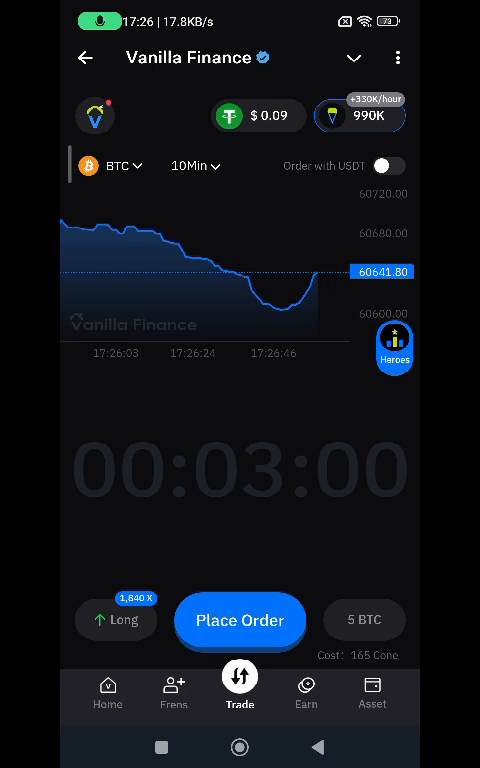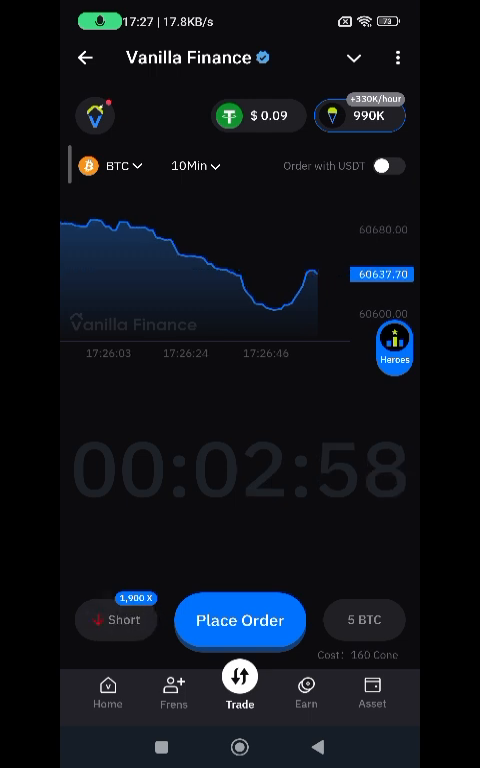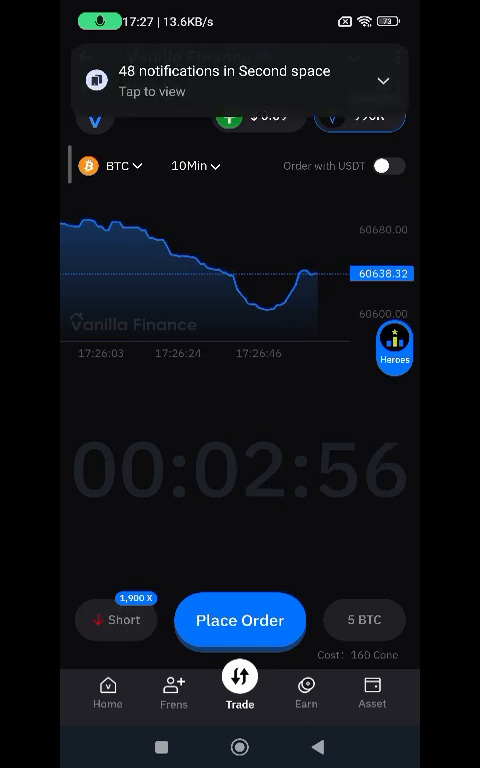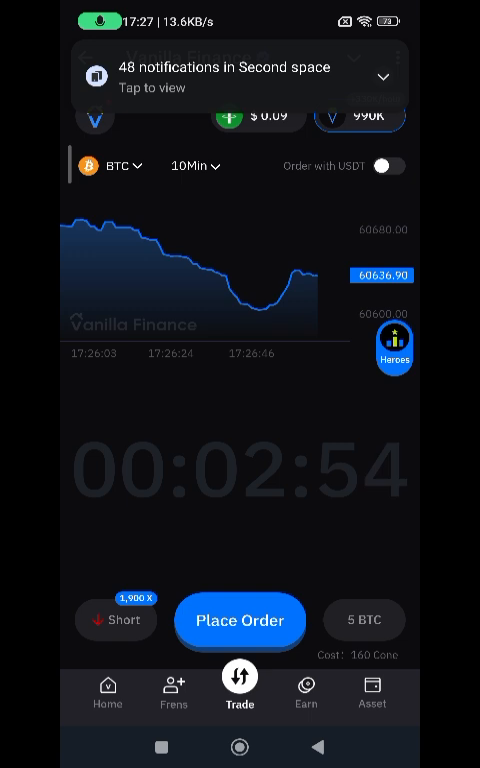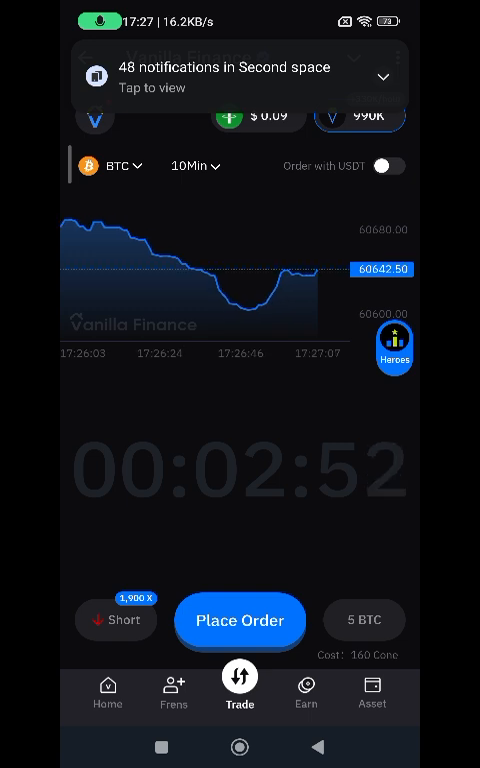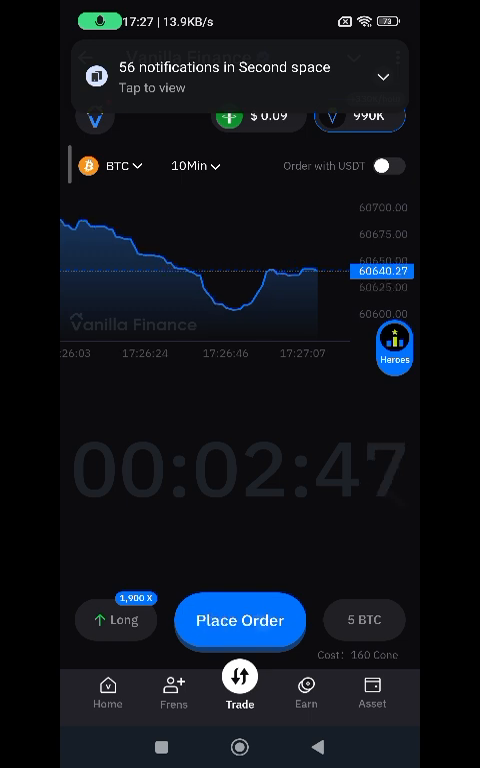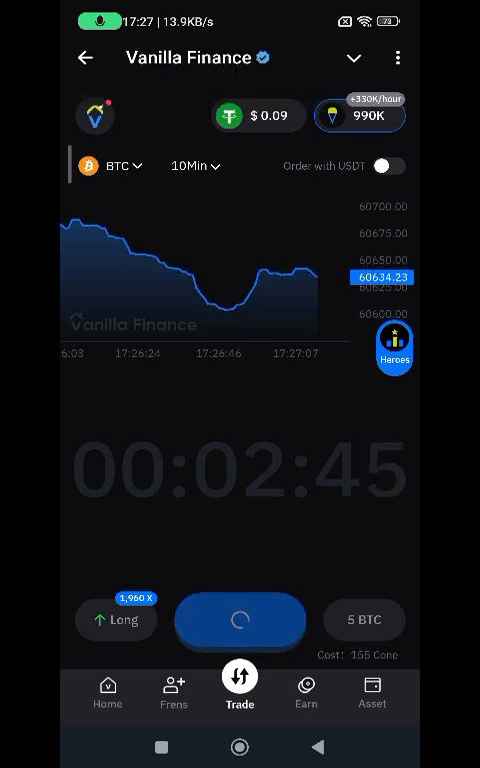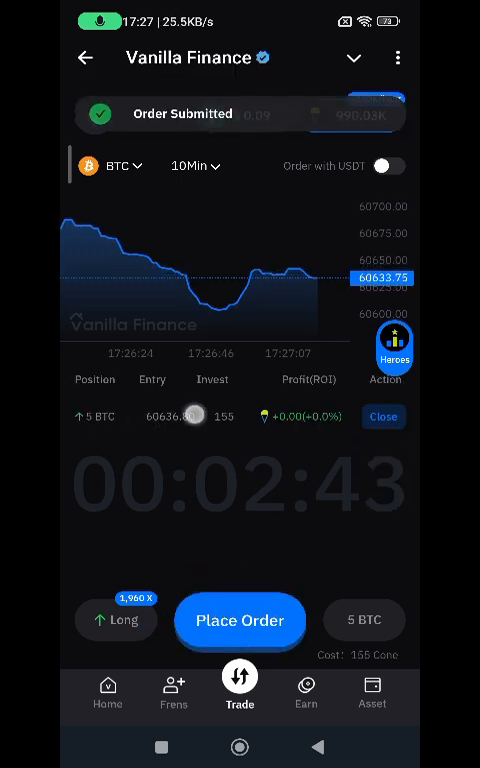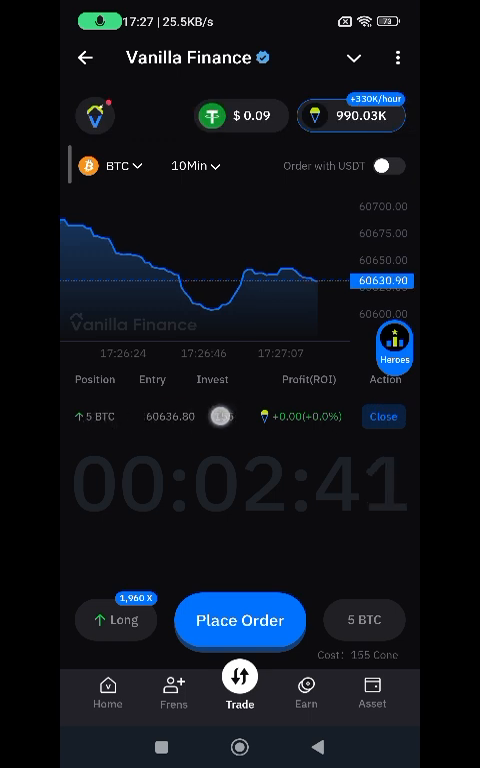All right. That being said, right here, you can choose the direction you want the trade to go. If you feel BTC is actually going up, you can click on up, and right here, all you have to do is click on place order. So as soon as you place order, you will get to see your entry right here.